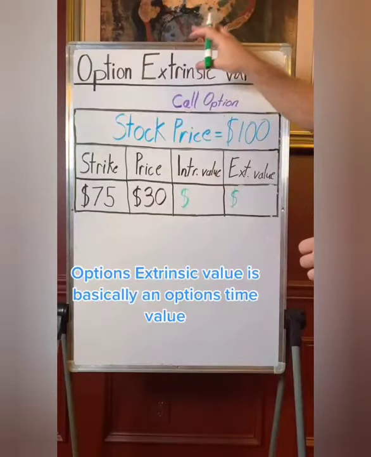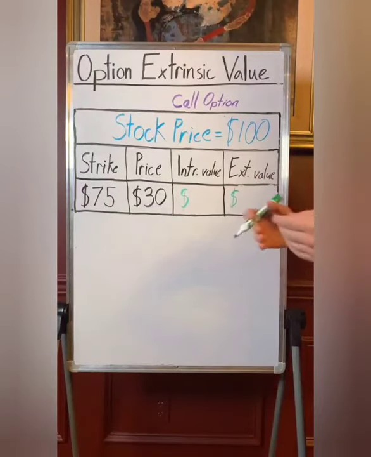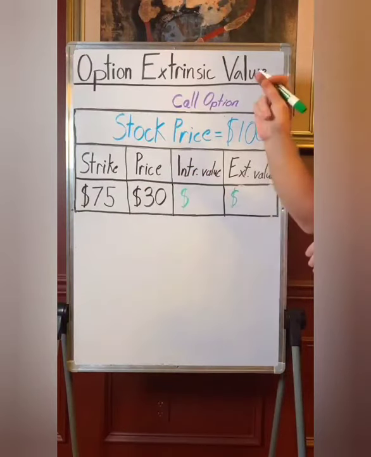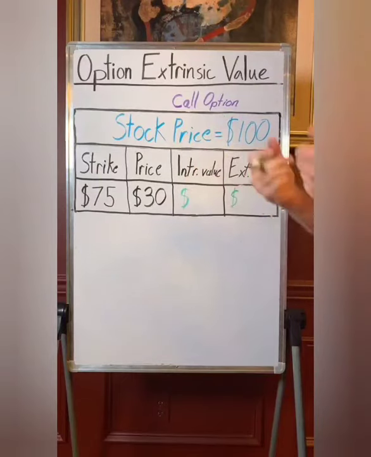Options trading, lesson number 9. An option's extrinsic value is basically an option's time value. If you buy a call option that expires in 3 weeks, that means that you have 3 weeks for that stock price to go up and therefore increase the value of your call option.